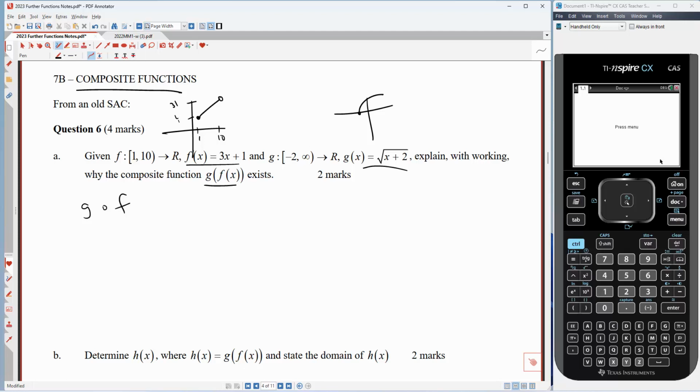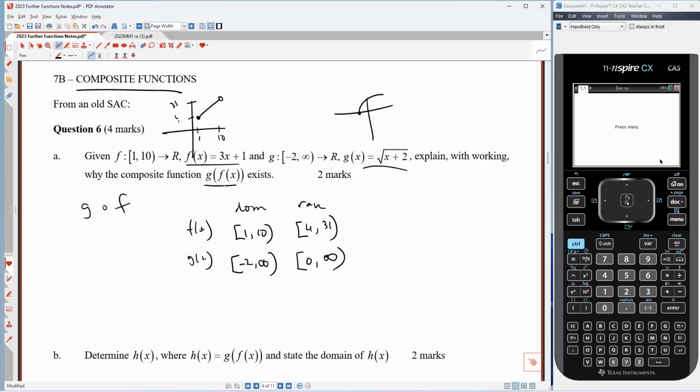Alright, so the best way to check whether the composite function exists is to draw up a quick table. So I'm going to draw f of x, g of x, and include the domain and the range. The domain of f of x is, as we can see, 1 to 10. And its range, we can read off that the lowest value it can produce is 4, and it can go all the way up to 31, not inclusive. Now this one has a domain of -2 to positive infinity. And what can it produce? 0 to positive infinity.